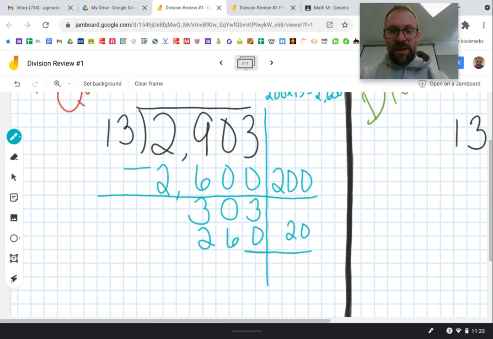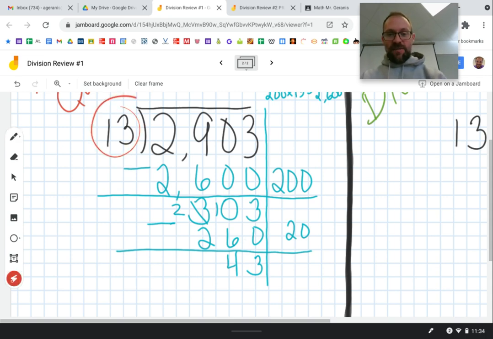And we'll write our equal sign and our subtraction sign. And we'll subtract. 3 minus 0 is 3. I can't take 6 from 0, so I'll borrow 1 from the 3. And that'll give me 10 minus 6 is 4, 43. And then finally, I have to ask myself, how many groups of 13 are there in 43? This might be a bit of a guess and check situation.